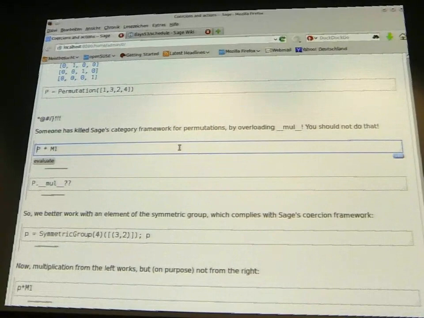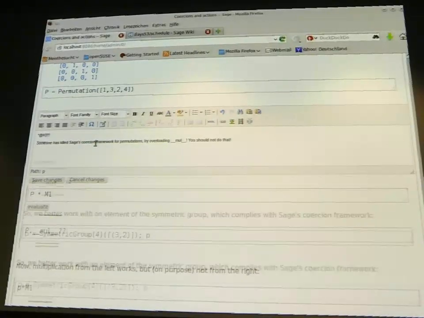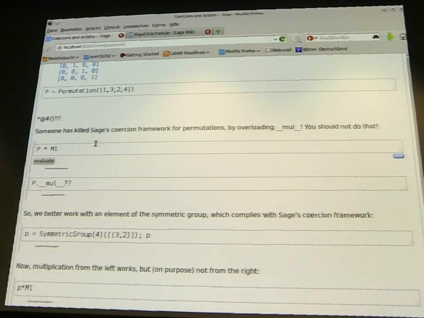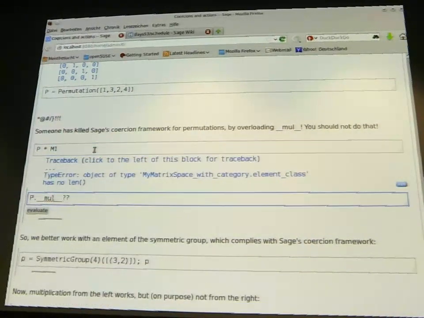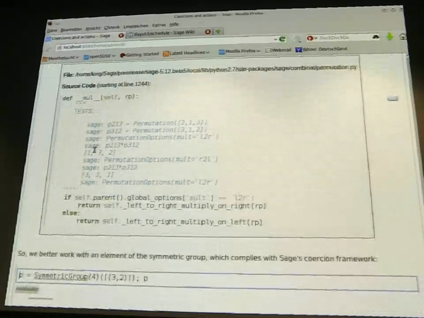Arg! And someone has killed Sage's coercion framework. It should be here, Sage's coercion framework, but it was broken by overloading the magical double underscore multiplication method. So you see what happens if you do so. Namely, there's an error. We have implemented this fancy _acted_upon_ method, but still Sage does not know how to act. And here's the reason. Someone has overridden the double underscore multiplication method, so it knows nothing about the coercion framework anymore. It simply knows how to multiply permutations. So please don't do this. It causes trouble to other people.